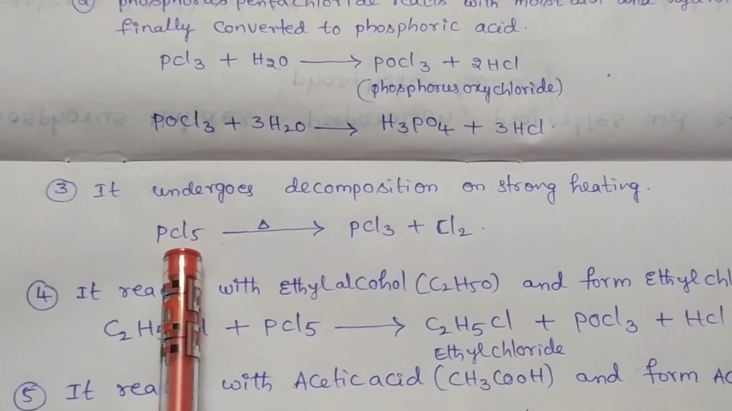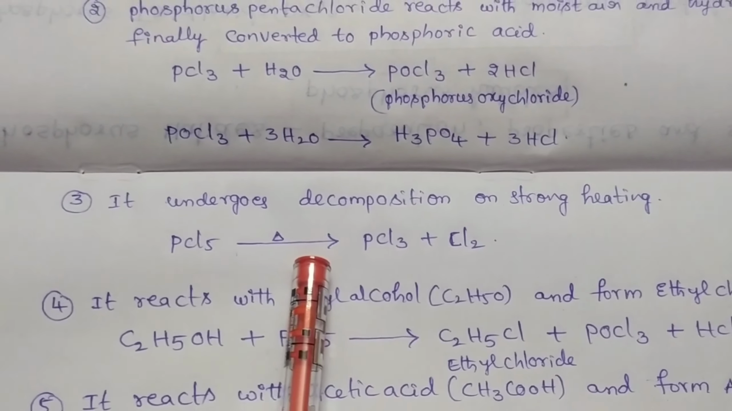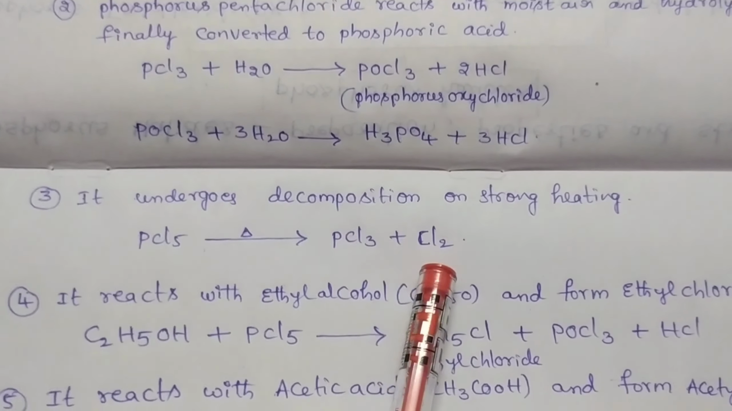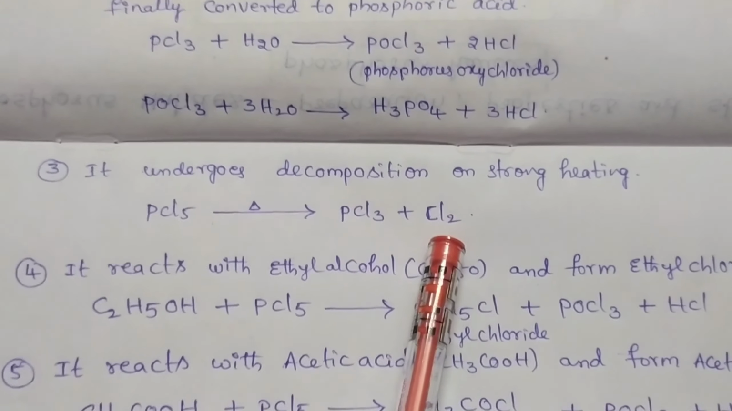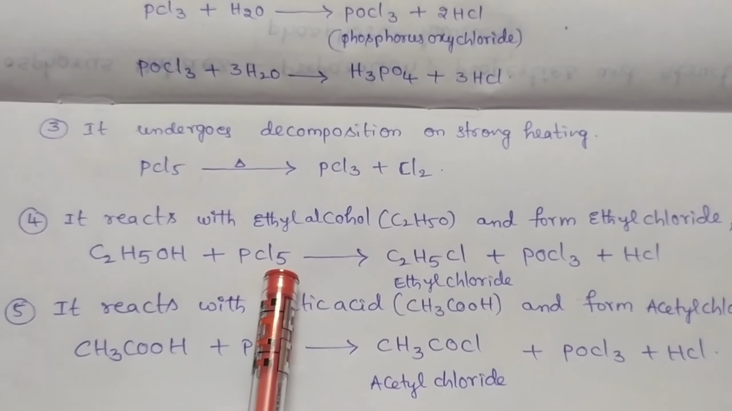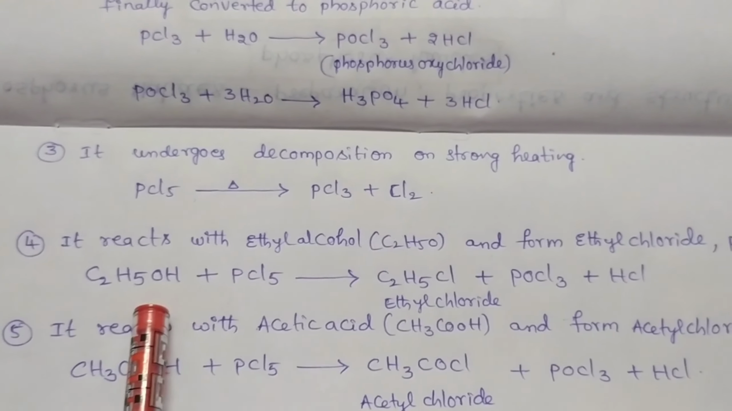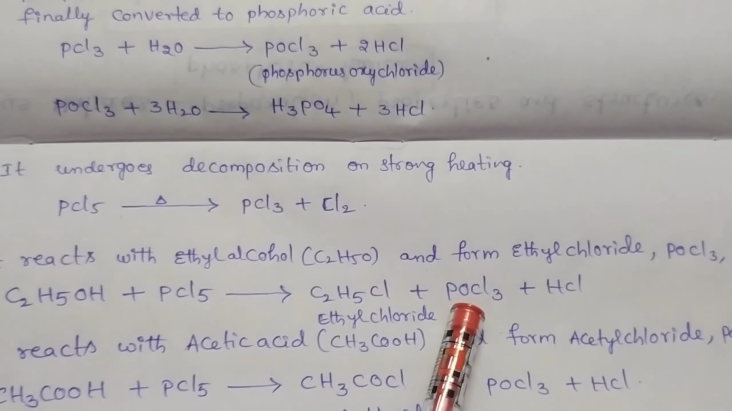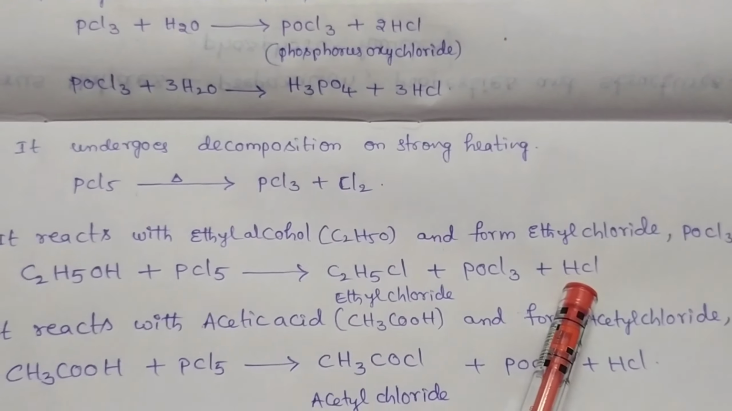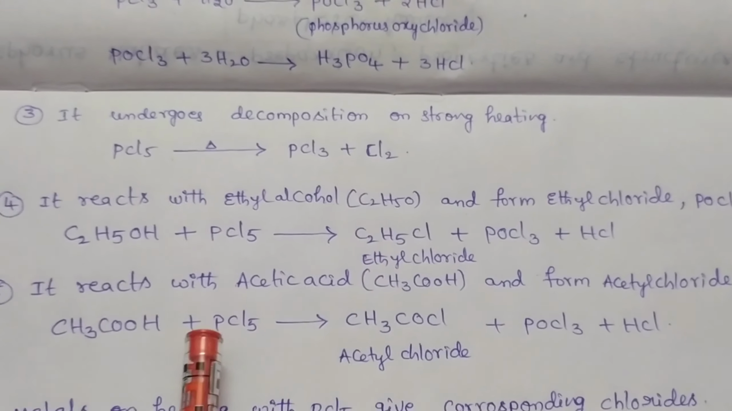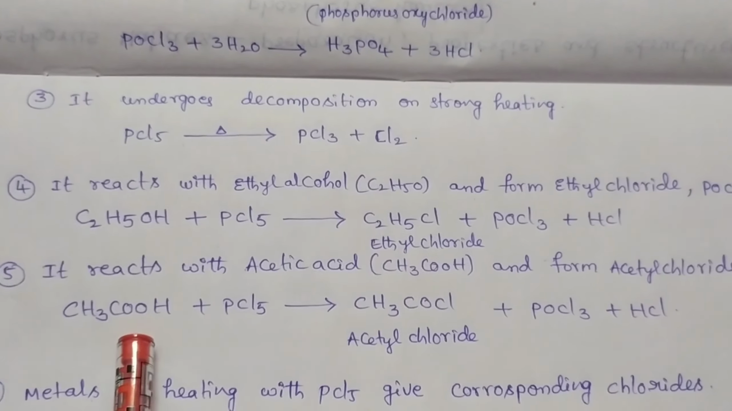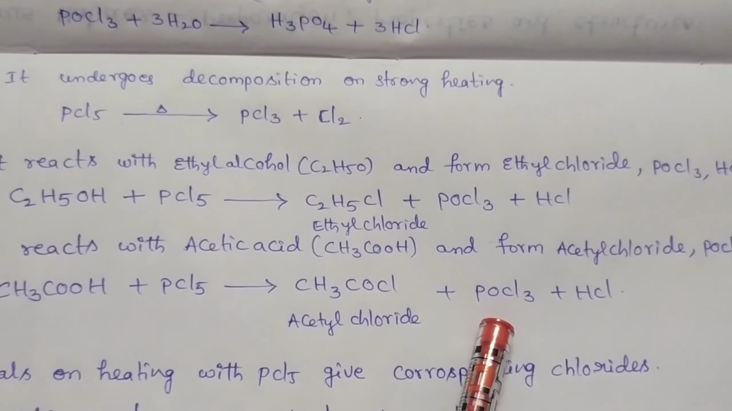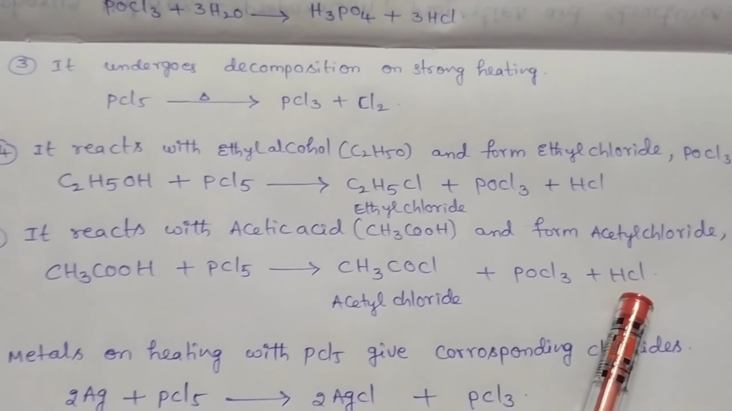When phosphorus pentachloride is strongly heated, it undergoes decomposition to form phosphorus trichloride and chlorine gas as final products. When phosphorus pentachloride reacts with ethyl alcohol, it forms ethyl chloride, phosphorus oxychloride and hydrochloric acid as final products. When phosphorus pentachloride reacts with acetic acid, it forms acetyl chloride, phosphorus oxychloride and hydrochloric acid as final products.